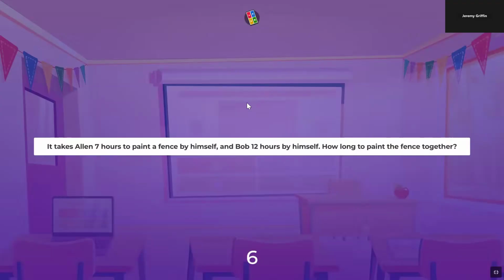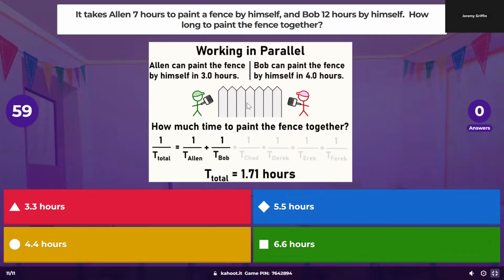It takes Alan 7 hours to paint a fence by himself. Bob 12 hours by himself. How long does it take them to paint the fence together? 6.6. Close to 6.7. I gave you the formula right there. 1 over time total is 1 over time Alan plus 1 over time Bob.